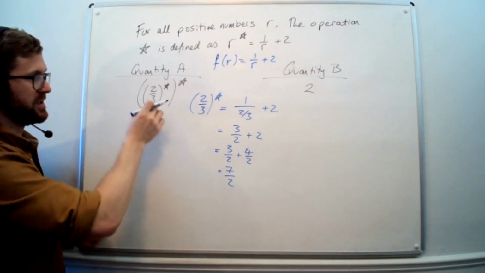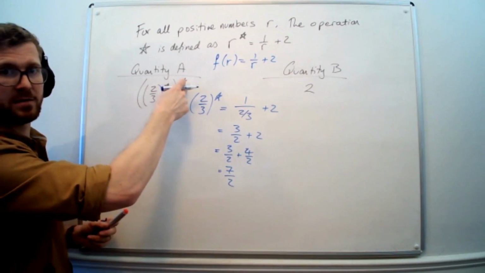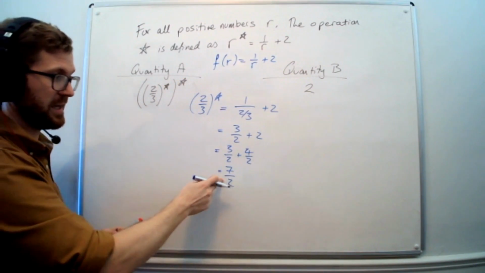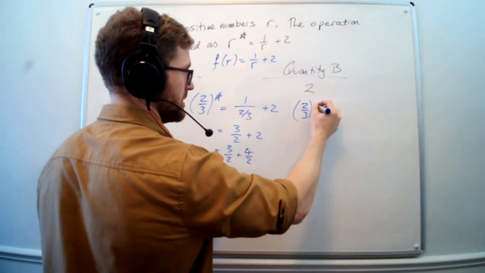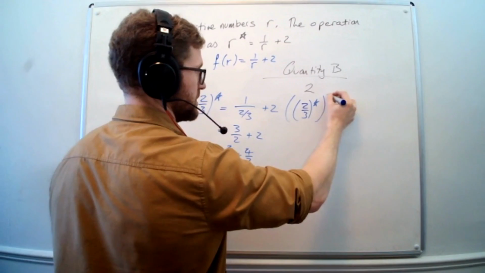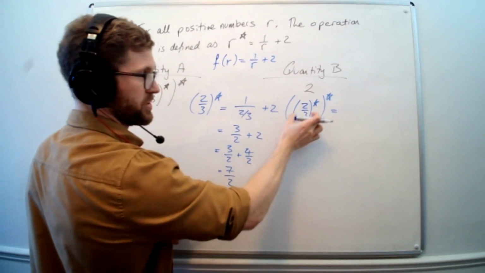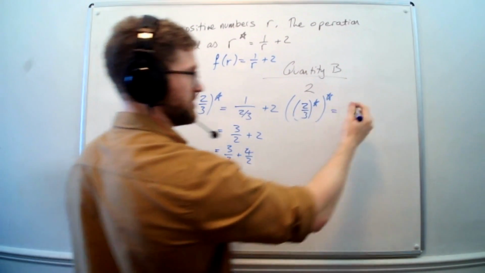But what I want is 2/3 starred twice. So I need to go through this whole process again. So we could say 2/3 starred again. Well, the 2/3 starred on the inside, that's the same as 7 over 2.